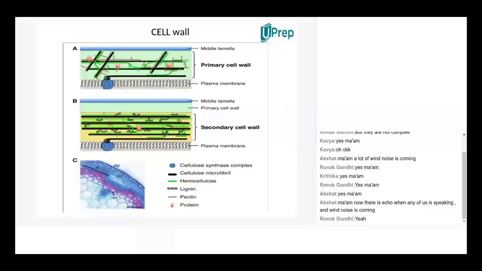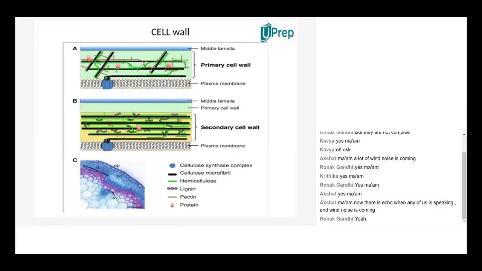Now the primary cell wall will have most of the cellulose, hemicellulose and so on. And the primary cell wall formation is basically by a process called intussusception. If you just remember the word. The primary wall production happens by the process of intussusception with cellulose fibrils and hemicellulose. Then after the primary cell wall, you will have the secondary cell wall.